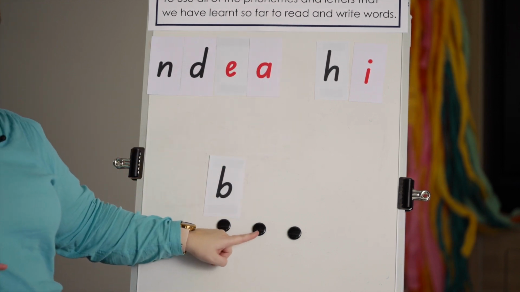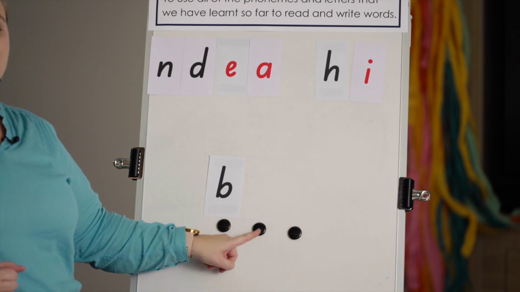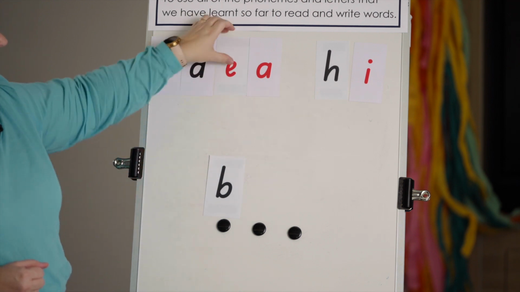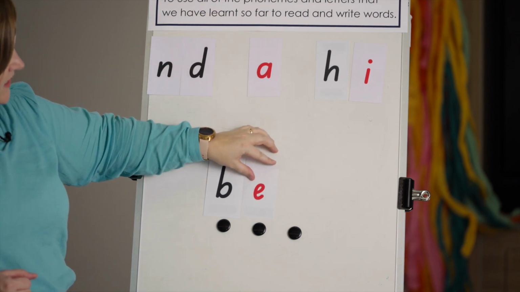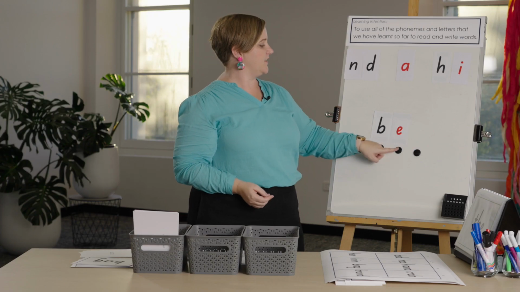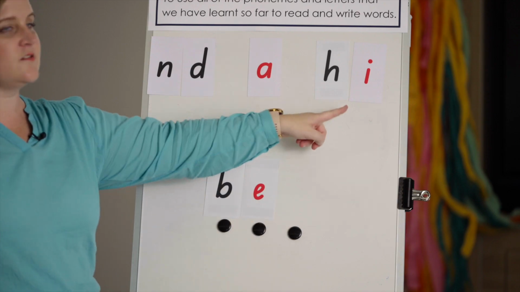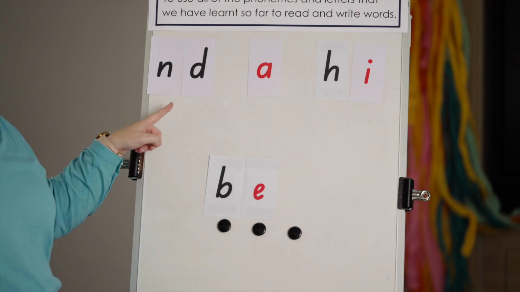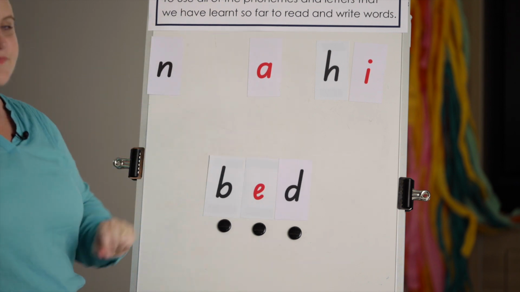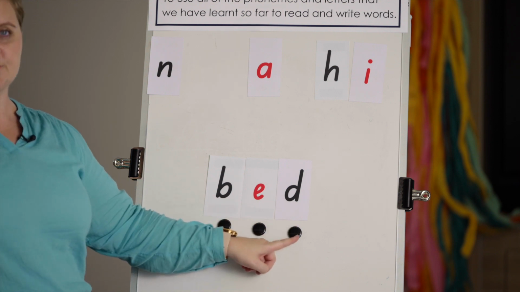What sound do you hear in the middle of bed? B, ed. What sound? E. Which letter do we use to spell E? The letter E. That's right. Bring it down and say E. The last sound in bed, B, E, D. What phoneme? D. Which letter do we use to spell D? Yes, that's right, the letter D. Bring it down and say D. Let's read that word. B-ed, bed.